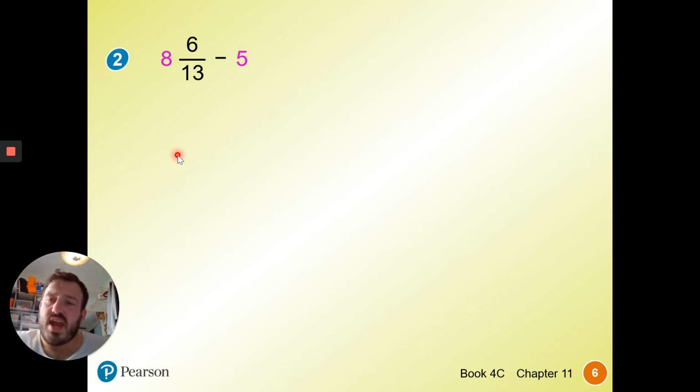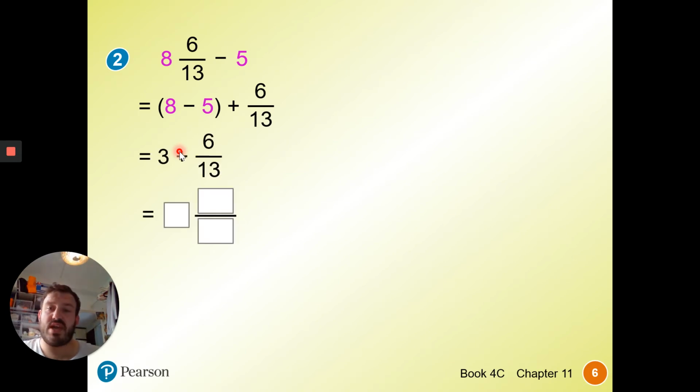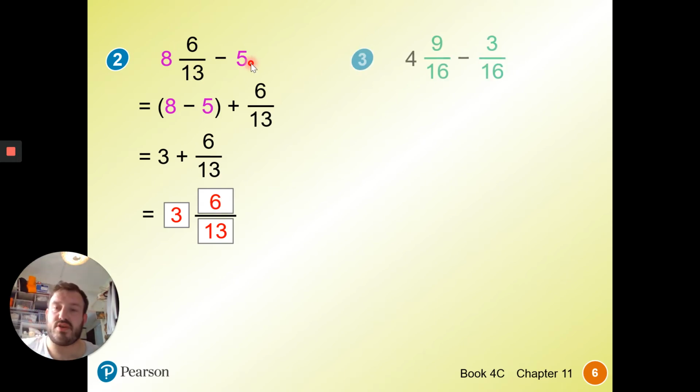So we've got 8 6/13 minus 5. So we're taking a mixed number and we're minusing a whole number. So we are going to minus the whole numbers first. So we do 8 minus 5, which is going to be 3. And then we add on our 6/13. So don't worry when we've got a fraction here because we're minusing the whole numbers first. The whole numbers go first.